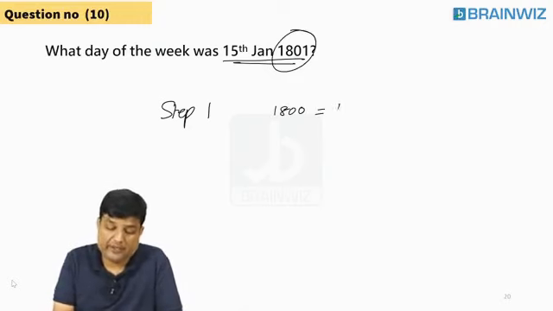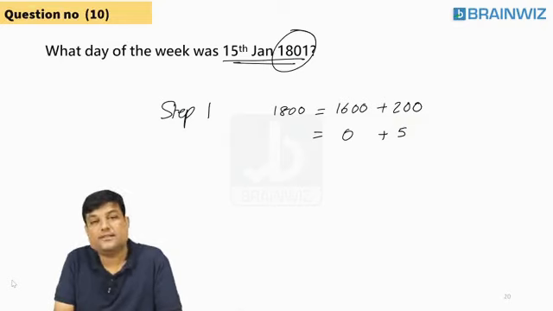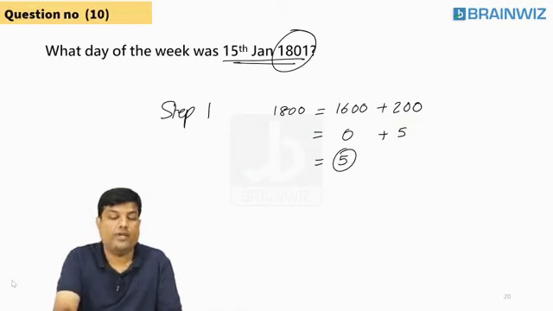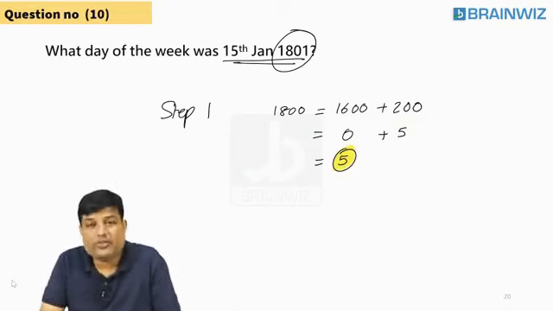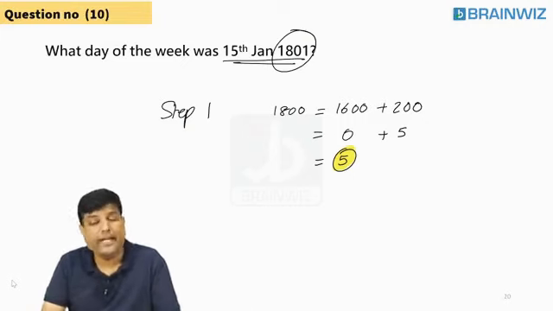That we can split here: 1600 plus 200. In 1600 years, we know that 0 odd days. In 200 years, we have got 5 odd days. Are you understanding everybody? So, we have got 5 odd days in this 1800 years. From where have we come, students? We have come from the beginning of the calendar, 0001 to 1800.